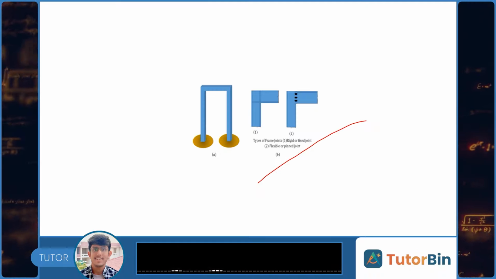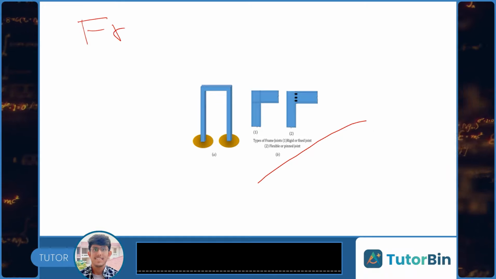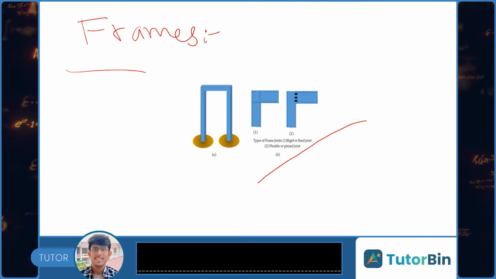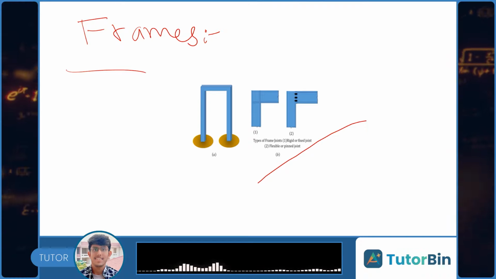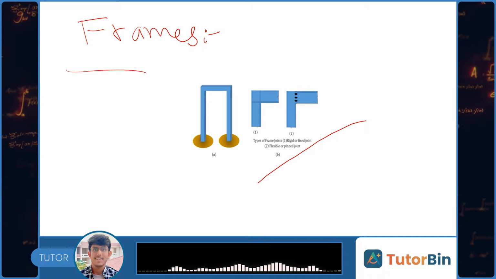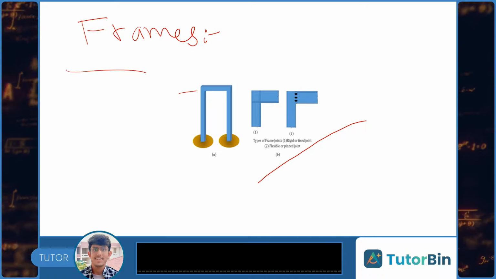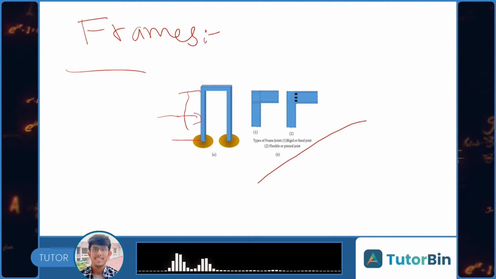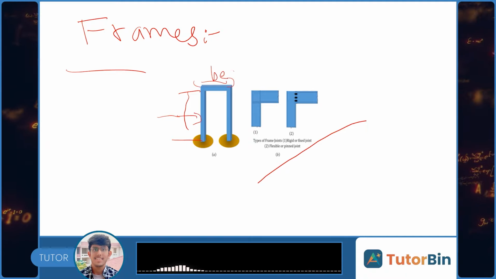Now let's discuss the third structure which is made from the above elements, which is frame. Frames are structures composed of vertical and horizontal members. The vertical members are called columns. This is a column, this is a vertical member. And this is a horizontal member and this is called a beam.